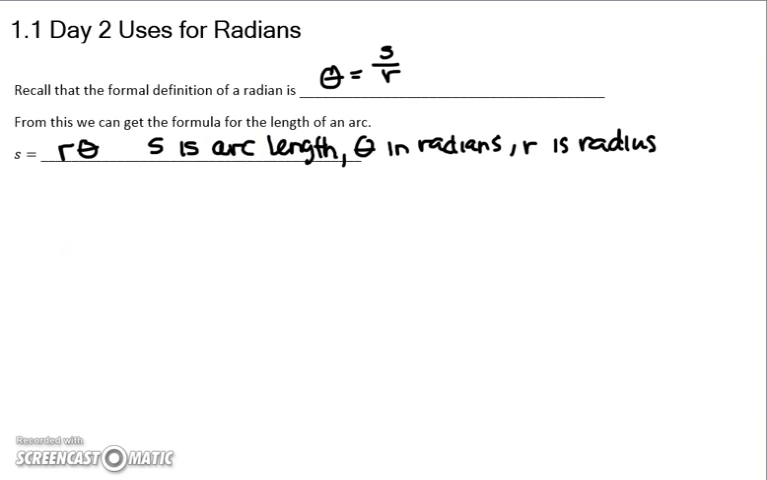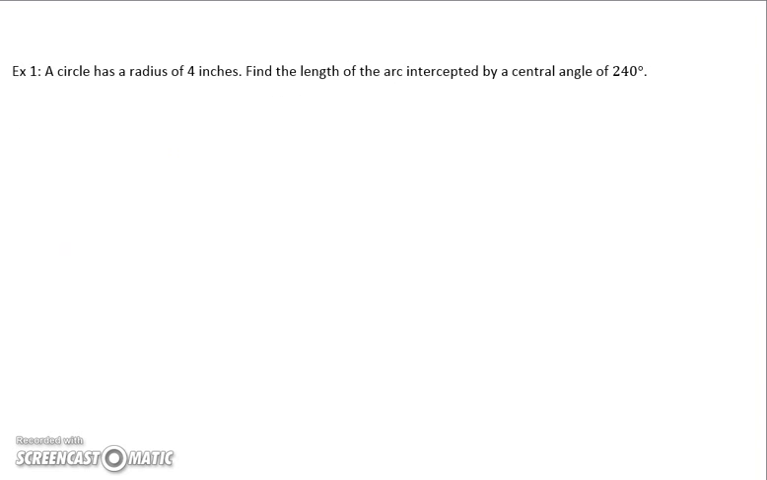So let's look at a problem where we can use this. A circle has a radius of 4 inches. Find the length of the arc intercepted by a central angle of 240 degrees. So we want to use this S equals R theta. So we need to think about R and theta. They were very straightforward. They told us R was 4. But they didn't tell us theta, so they gave us a degree measurement, 240 degrees, but we have to be in radians if this is going to work. So we have to turn 240 degrees into radians.